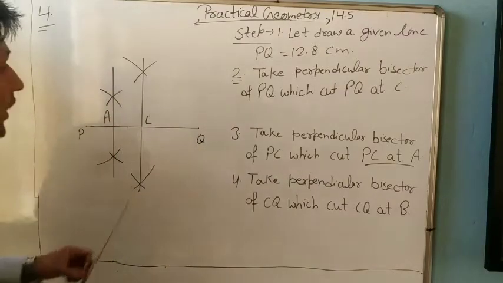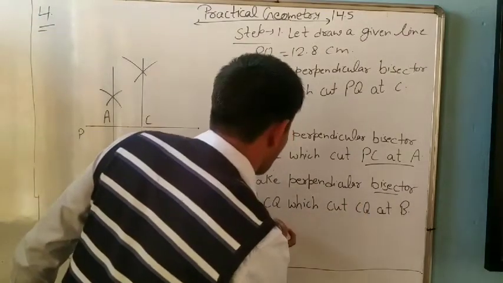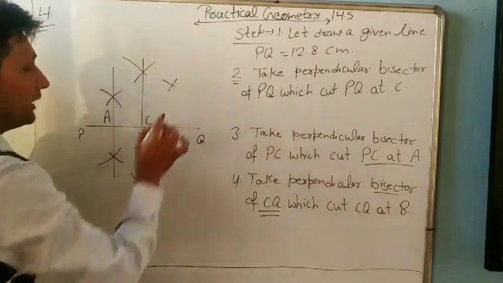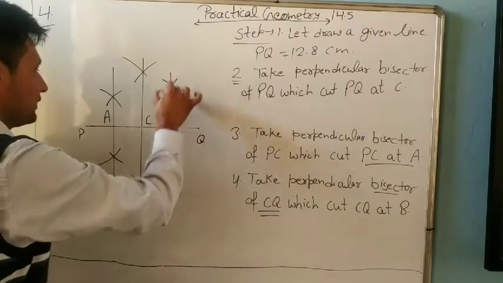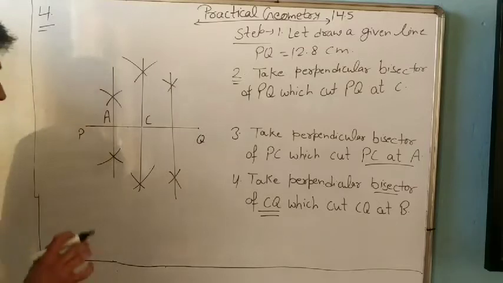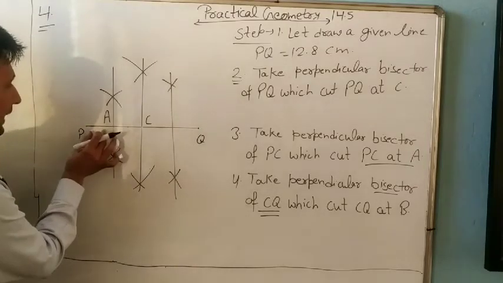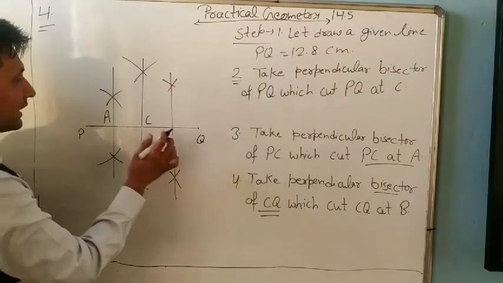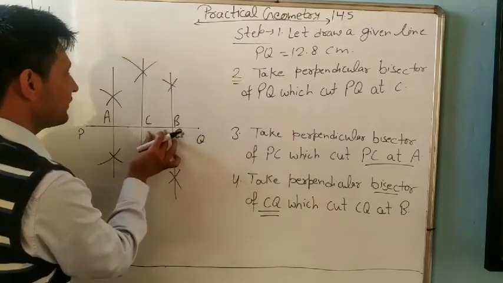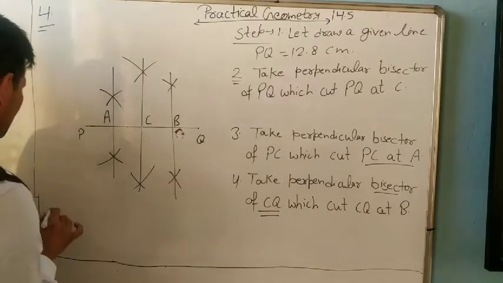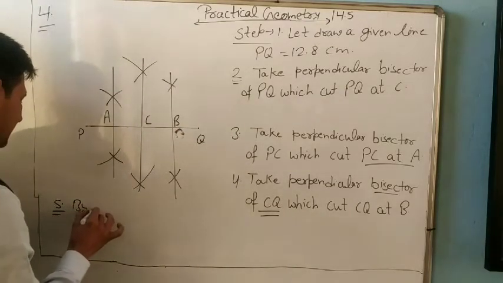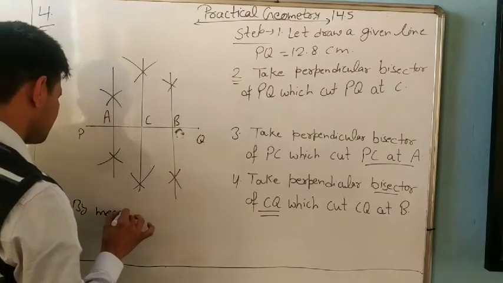In the same way, we will take the perpendicular bisector of CQ. You will do CQ yourself, like this one. Open the compass more than half. Understand? So now how many equal parts? AP, AC, and B, you can say that, BC and BQ. So fifth step, what will we write? To write by measuring.